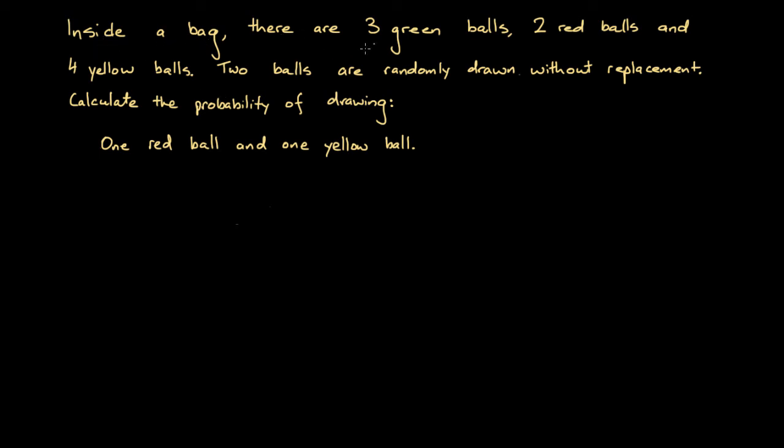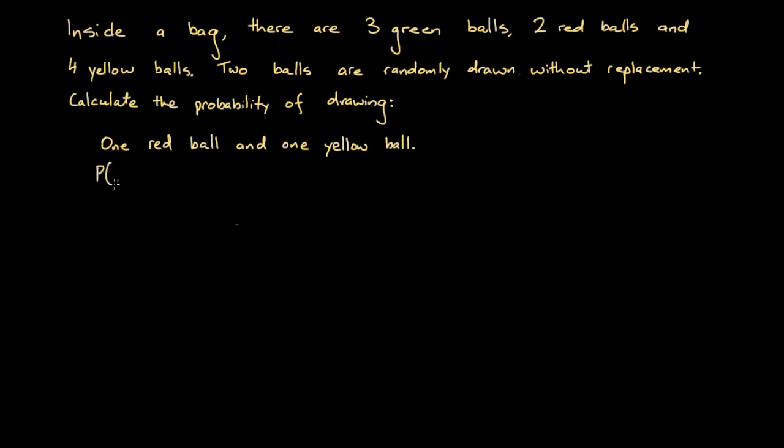Inside a bag, there are 3 green balls, 2 red balls, and 4 yellow balls. 2 balls are randomly drawn without replacement. Calculate the probability of drawing 1 red ball and 1 yellow ball. So let's consider, what's the probability of drawing 1 red ball and 1 yellow ball?